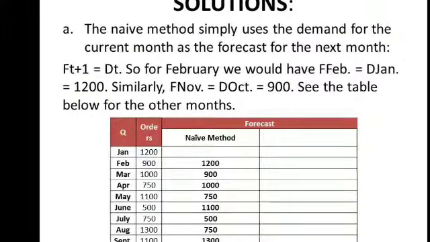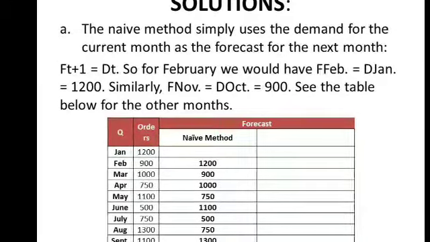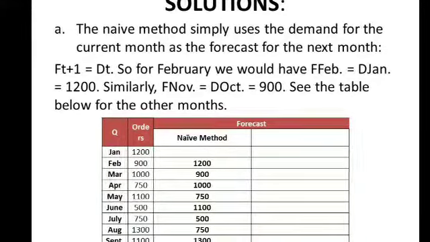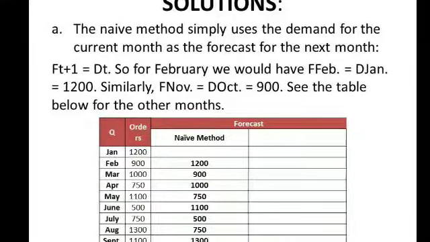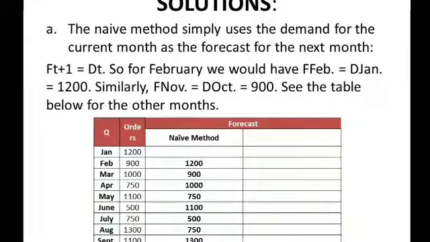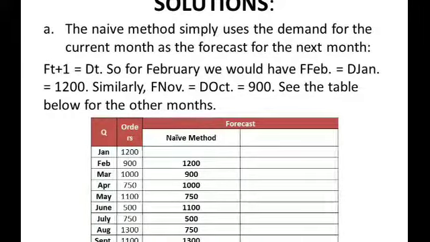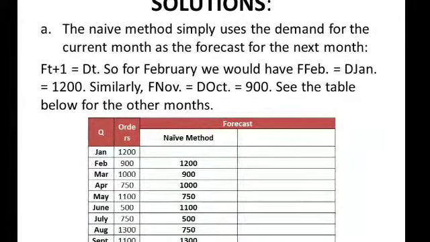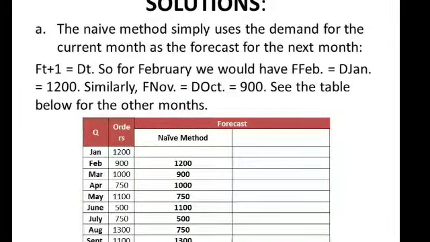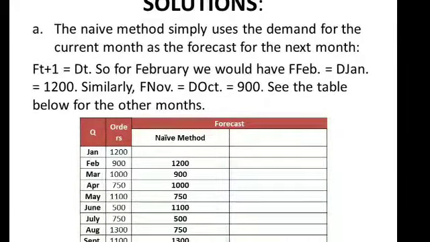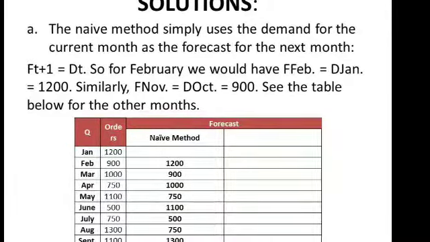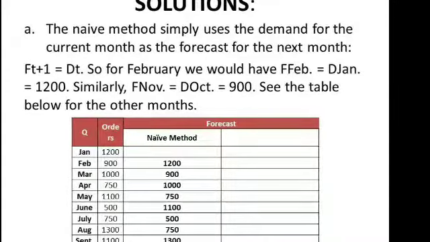Solutions. A. The naive method simply uses the demand for the current month as the forecast for the next month. So, the forecast at time t plus 1 equals the demand at time t. For February, the forecast equals the demand in January, so it equals 1,200. Similarly, the forecast for November equals the demand of October, which is 900. You can see the table below for the other months.